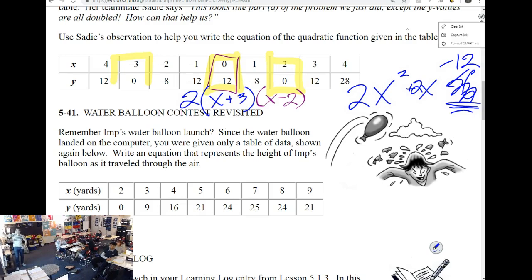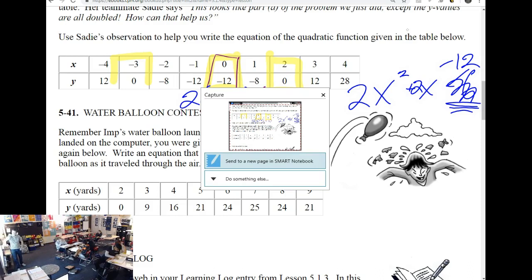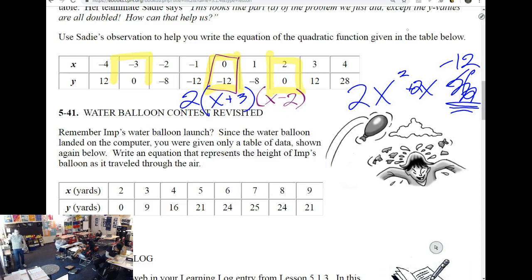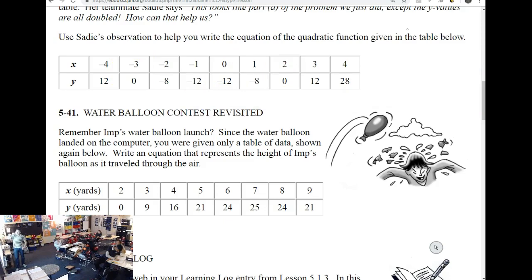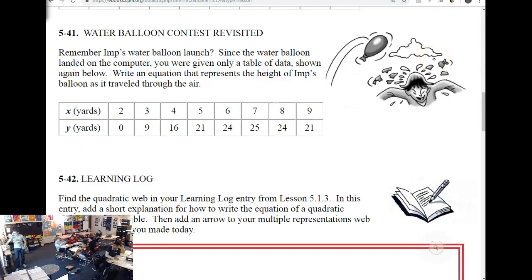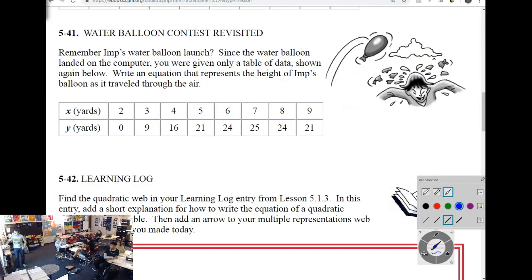Try number 41, the water balloon. Same thing. It's just a little bit strange. I found something great out about this. Actually, try it on your own for a moment.